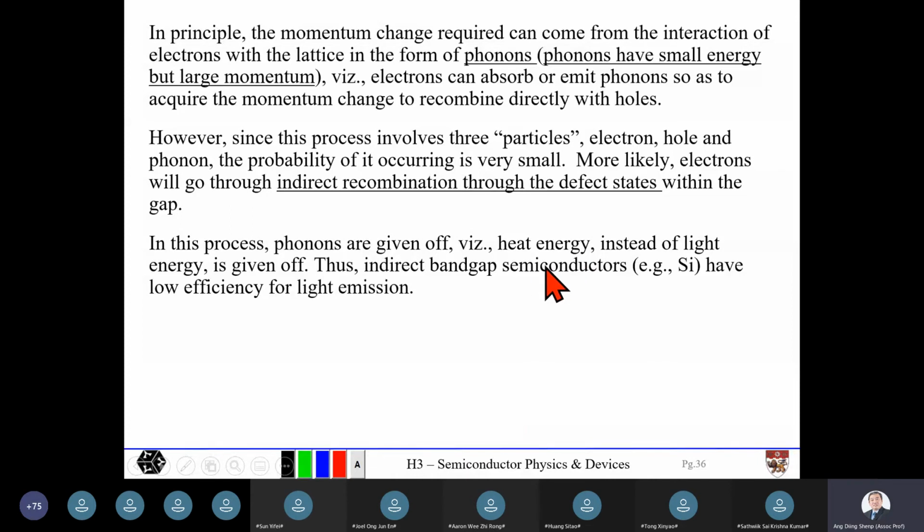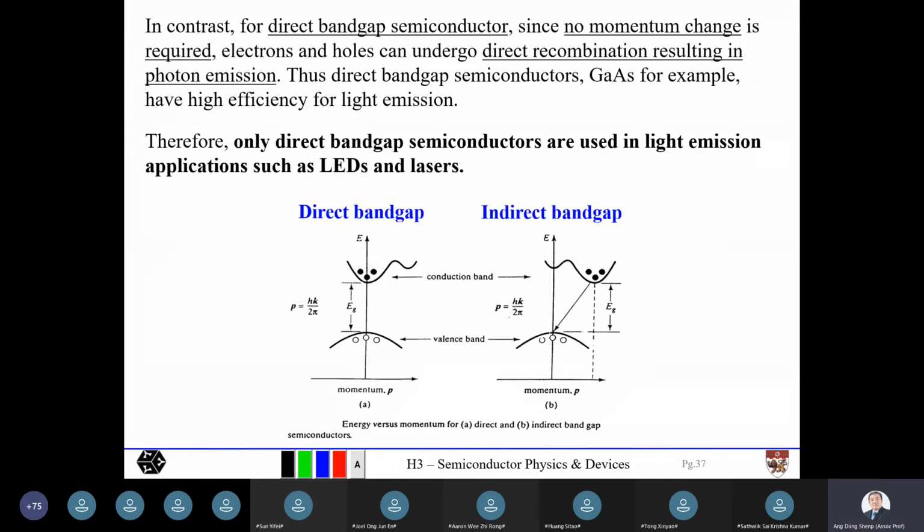At this point, I want to digress a bit, maybe after this slide. Since a direct band gap semiconductor is a good emitter of light, we can only use direct band gap semiconductors for light emission applications involving devices such as the LED, light emitting diode, and laser. Laser is another kind of PN junction diode. Since we have time, we can discuss something on laser after we finish everything in lecture 13, or we can even do so in lecture 14.